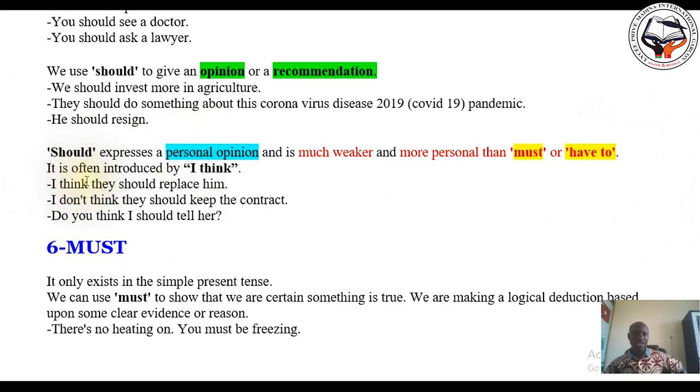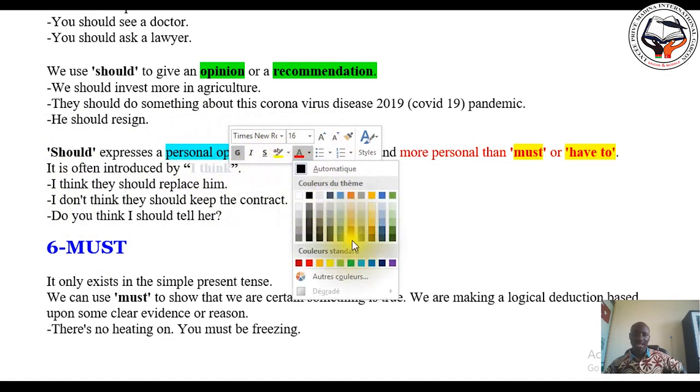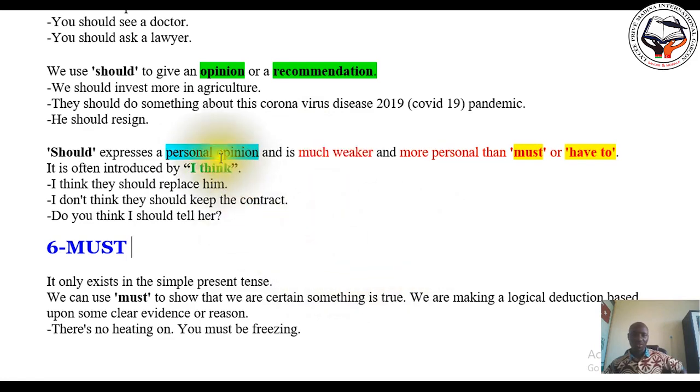It is often introduced by I think. Okay. I think, you see, I think they should replace him.